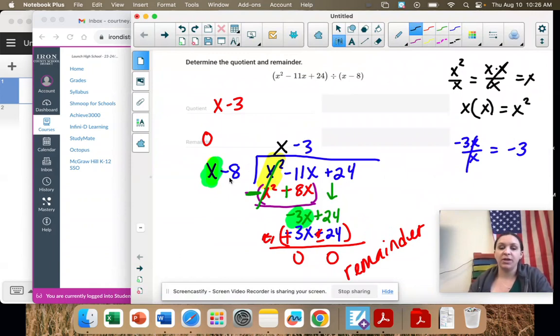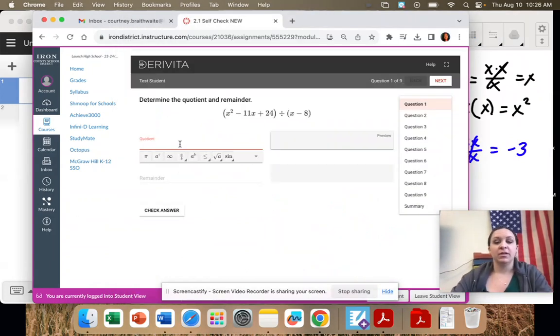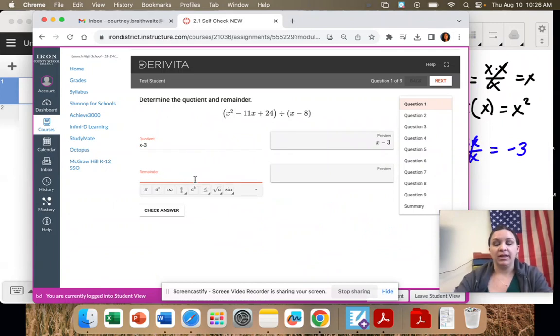So we just found out if we multiply x minus 8 and x minus 3, we get x squared minus 11x plus 24. So we're finding the missing multiplication part. x minus 3 and 0.